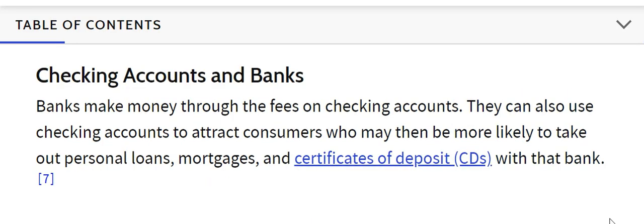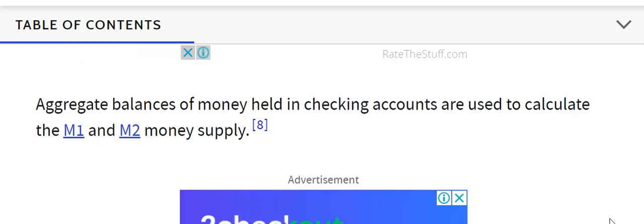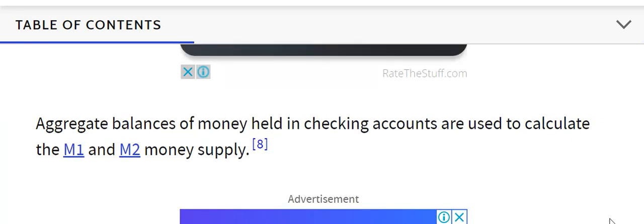Checking accounts and banks. Banks make money through the fees on checking accounts. They can also use checking accounts to attract consumers who may then be more likely to take out personal loans, mortgages and certificates of deposit with that bank. A great balance of money held in checking accounts is used to calculate the M1 and M2 money supply.